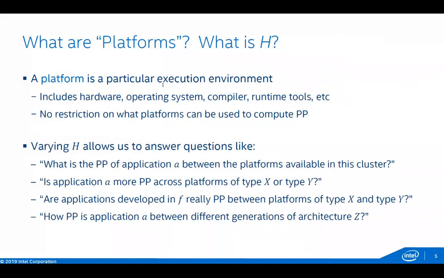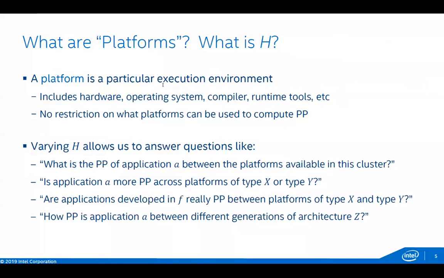And then what are platforms, and what is this platform set H? Well, a platform is everything that makes up your execution environment. So that's hardware and all the software, the operating system, the compiler, all of the runtime tools, all of the compiler flags, anything that happened to be running at the same time when you actually took your performance measurement, any environment variables, thread affinities, everything. And that's because any of those things could impact performance and then impact your performance portability.